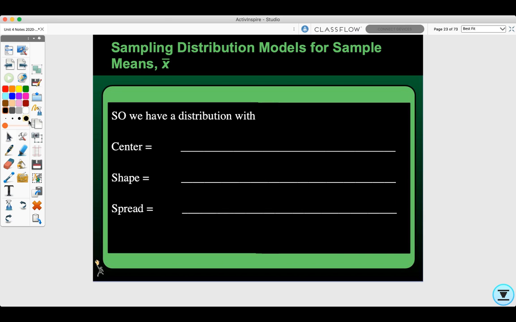So we have a distribution with the following. Our center is our expected value of x bar, which is mu of x bar, which is just mu. Our shape is approximately normal under certain conditions.